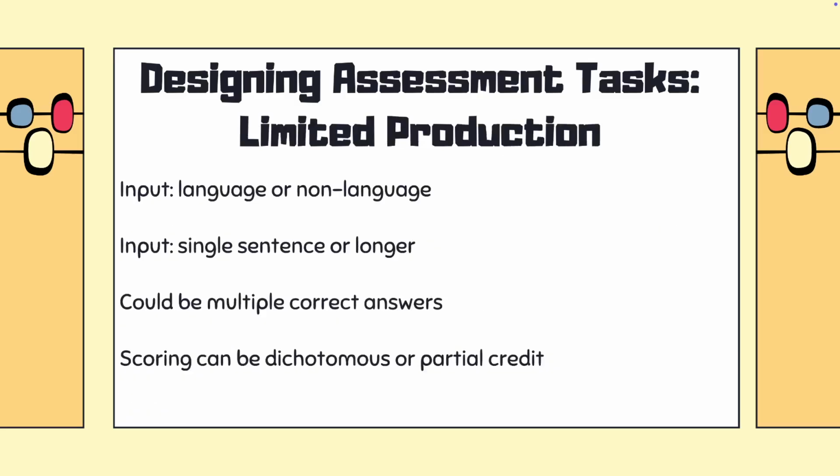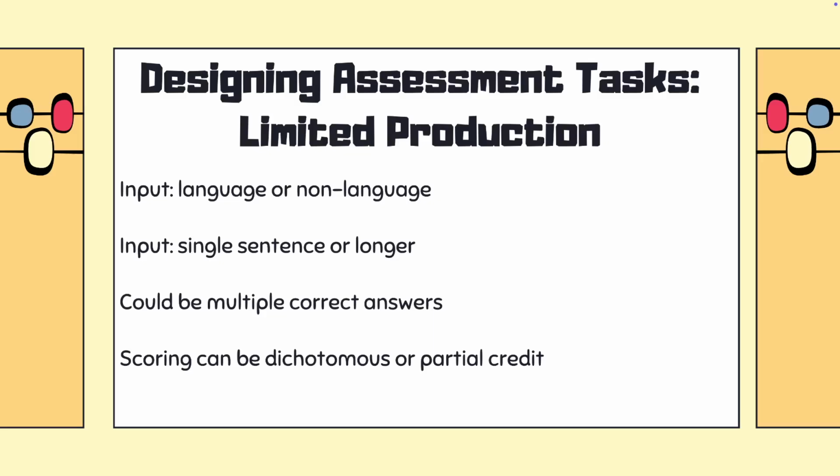Okay, next type is limited production. So in a limited production item, the input is going to be, again, language or non-language. The input should be single sentence or longer. Now, once we get to production, though, it typically could be more than one correct answer. So now your scoring could be dichotomous, whether you're controlling the answer for one correct one or not. Or you can start giving partial credit, especially if you are assessing both grammar form and meaning.